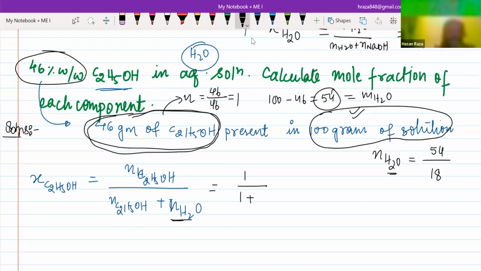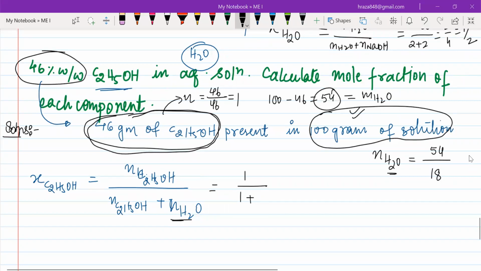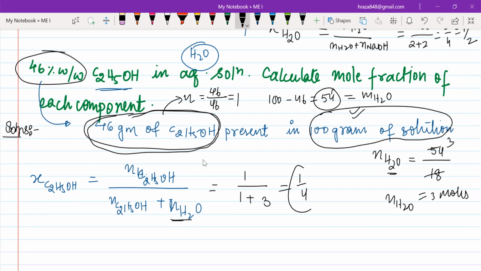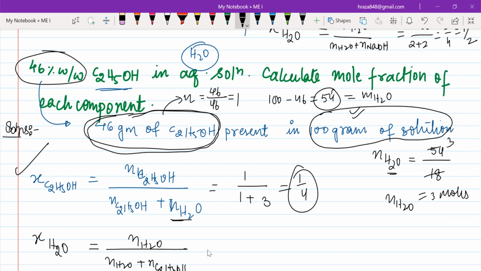Yes or no? Please tell me. This is your given mass of water. Yes, sir. It will give you 3 moles. So this is your number of moles of water. So you put it here and you will get 1 by 4 as the mole fraction of C2H5OH. Now again, mole fraction of H2O will be equal to number of moles of H2O upon number of moles of H2O plus number of moles of C2H5OH. Now number of moles of H2O is 3, so 3 upon 3 plus 1 is equal to 3 by 4 mole fraction. Please do write.